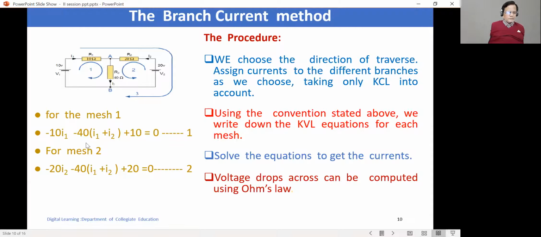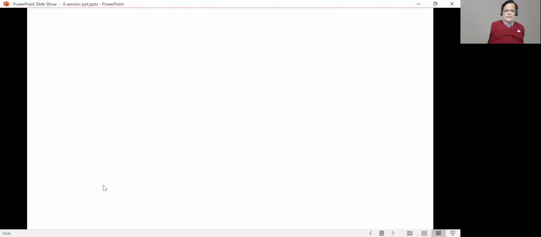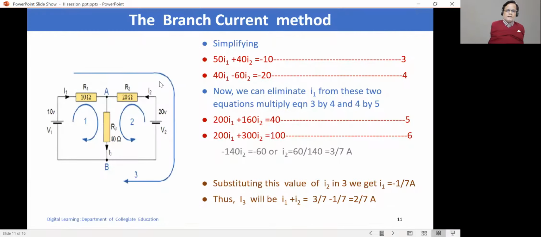Similarly, for mesh 2, we can write minus 20 I1 minus 40 into (I1 plus I2) plus 20 is equal to 0. So, if we collect the terms, then we get the equation 50 I1 plus 40 I2 is equal to minus 10. Therefore, for the second mesh, 40 I1 minus 60 I2 is equal to minus 20.